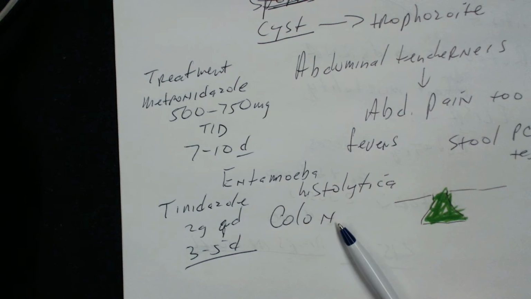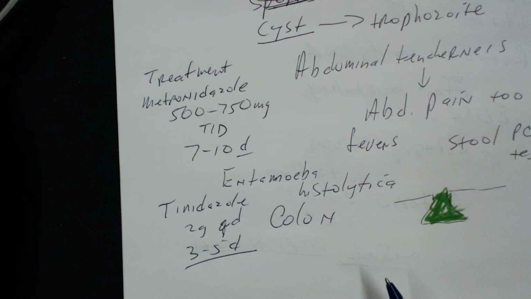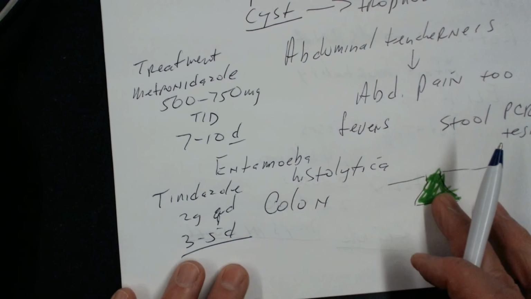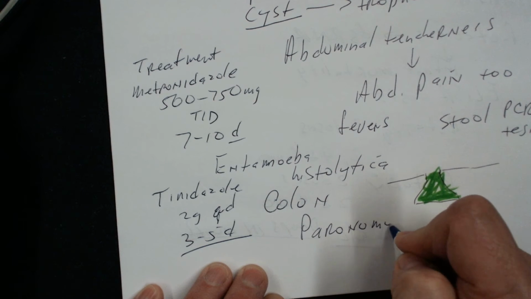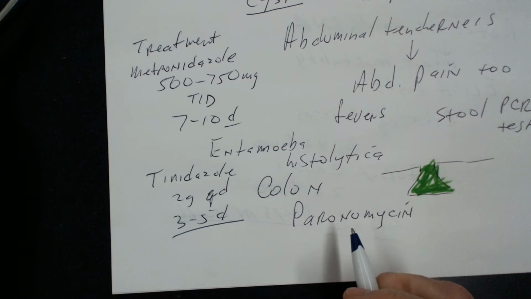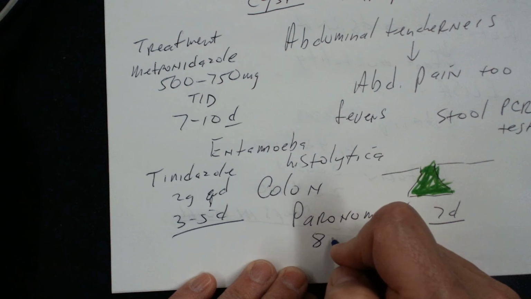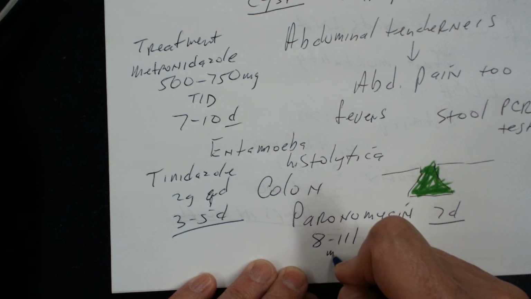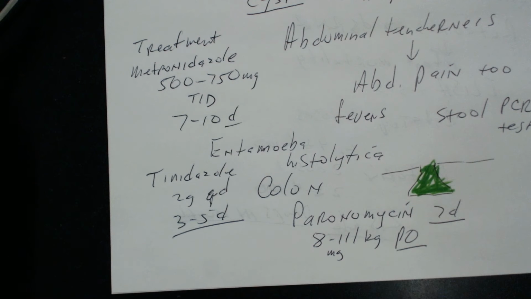If the patient has cysts in their GI tract, these drugs do not affect the cysts. So there are other drugs that are used for cysts. There's a drug called paromomycin. Paromomycin is a non-absorbed aminoglycoside. And you take this for 7 days, 8 to 11 milligrams per kilogram body weight. You take it, of course, PO for 7 days. That will wipe out cysts quite well.